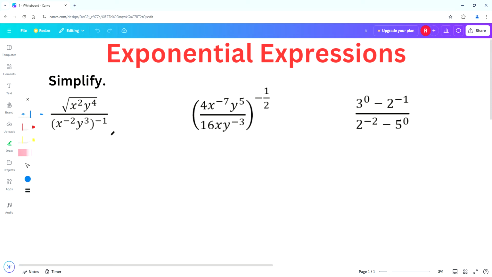The first step is to change the square root in the numerator to exponent 1 over 2. In the denominator, we can distribute the outer exponent negative 1 to both the x and the y terms in the parentheses. In the numerator, we can apply the outer exponent 1 over 2 to both x and y terms in the parentheses.